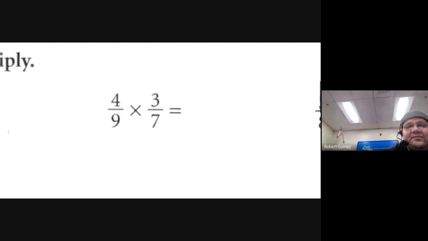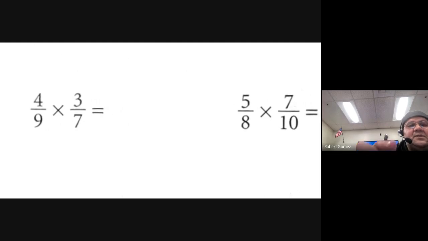And let's try this one. All right. So I have 4/9 times 3/7. Once again, I've got to reduce. See, 4 and 7. Can I reduce these guys? No, I can't. That's not going to work. But 9 and 3, I can. And I can use 3. That's our common factor.